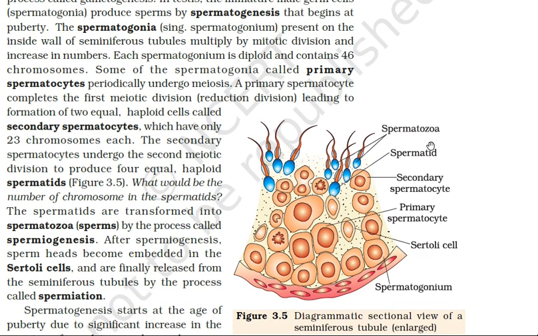It is the diagrammatic sectional view of the seminiferous tubule, which is enlarged. Its full complete diagram I have already shown you, which I'll show you again. Now here you see the diagram, which is giving you the detailed structures of the seminiferous tubule containing different types of cells. The first one I said, the germinal epithelial cell and the Sertoli cells.